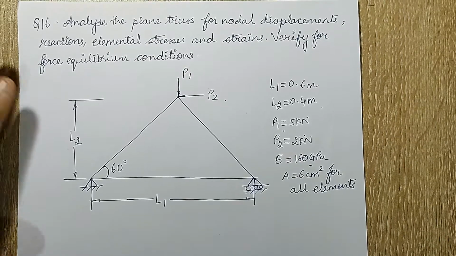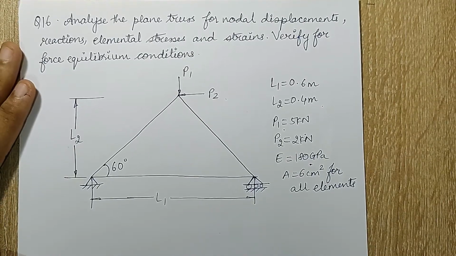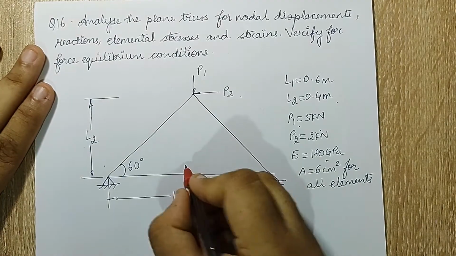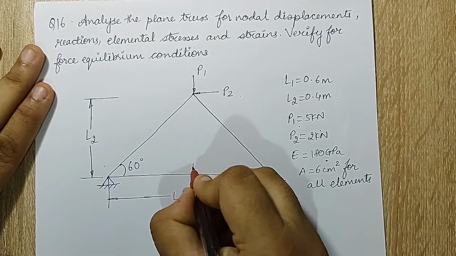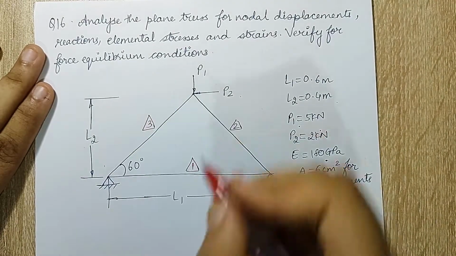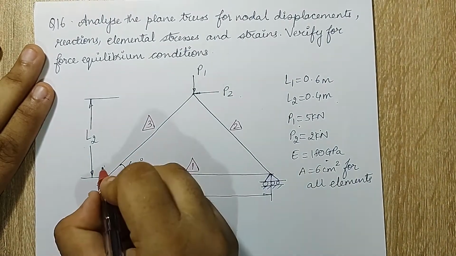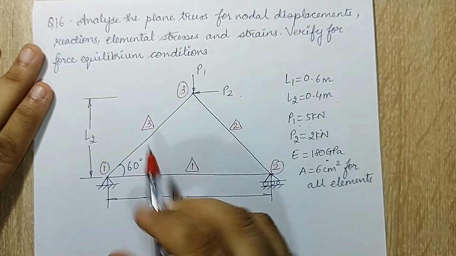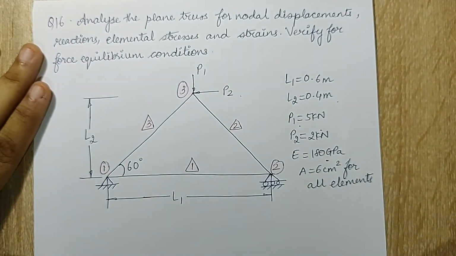First thing that I'm going to do is the discretization diagram. So I'll just take up this diagram itself. Okay, let's mark the elements first. So let me call this element 1, element 2, and this element 3. Element 1 is between node 1 and 2, element 2 is between 2 and 3, element 3 is between 1 and 3.